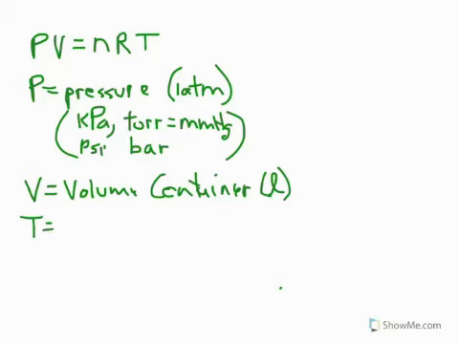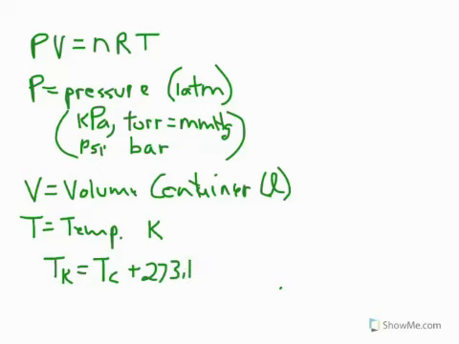T is the temperature. I'll shorten it to temp, and it's got to be in Kelvin. So the rule is the temperature in Kelvin is equal to the temperature in Celsius plus 273.15. That's the rule for converting that. We don't ask temperatures in Fahrenheit, but if it was, you'd have to convert it into Kelvin. And n is the moles of gas.